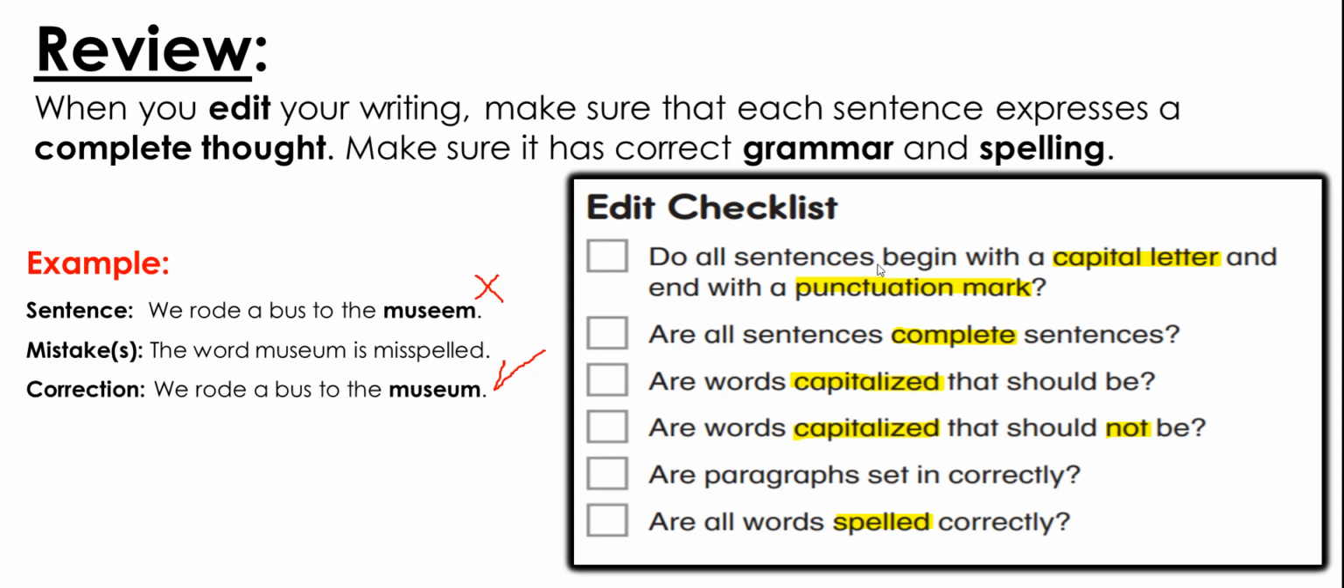Do all sentences begin with a capital letter and end with a punctuation mark? Are all sentences complete sentences? Are all words capitalized that should be, like names of people, names of cities? Did you capitalize words that should not be capitalized? Are paragraphs set incorrectly? Are all words spelled correctly? So when I checked your writing, I corrected all this. I did all this checklist. So I need you to go and check that picture in your portfolio.